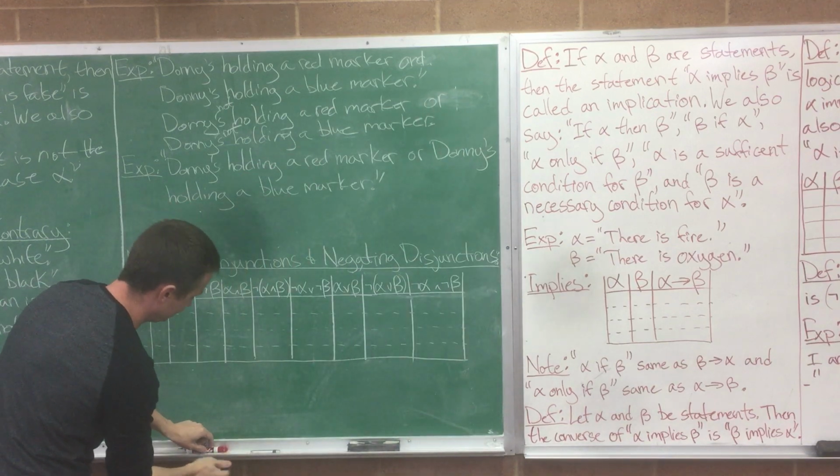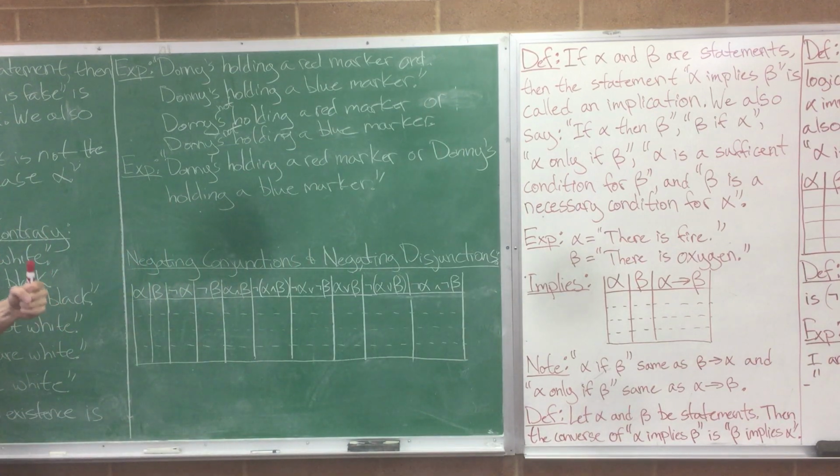Now let's try that one. So I'm holding both. Donnie's holding a red marker, and Donnie's holding a blue marker. Is that true? Yes. Donnie's not holding a red marker, or Donnie's not holding a blue marker. Is that true? False. So top was true, next one was false. All right, let's have another configuration. Donnie's holding a red marker and Donnie's holding a blue marker. False. Donnie's not holding a red marker, or Donnie's not holding a blue marker. True. Notice if I switch the blue with the red, it's the exact same thing.